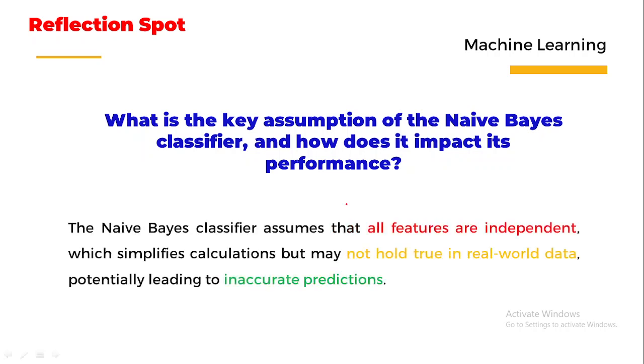The Naive Bayes classifier assumes that all the features are independent. This is the assumption of the Naive Bayes classifier, which simplifies the calculations but does not hold true in real-world data, potentially leading to inaccurate predictions.